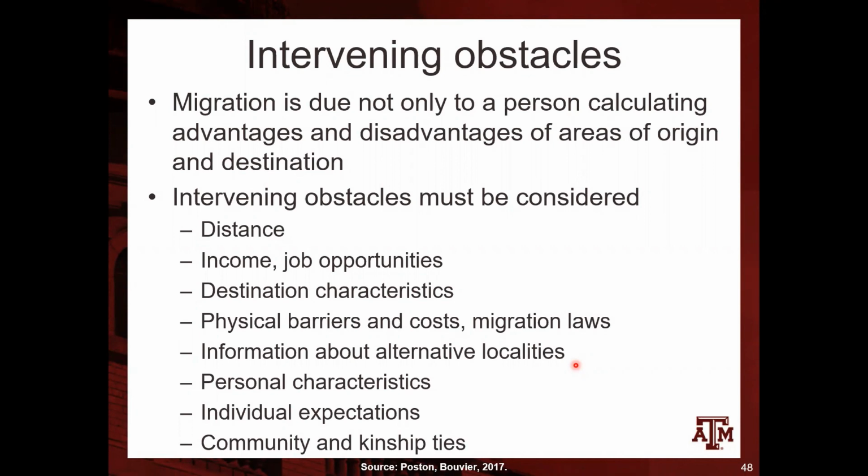Individual expectations: how do I expect to improve my life? That will make me more likely to migrate or not. So if I really think that if I move to this other area, I will have a really good job that will improve the well-being of my family, I have this great expectation, I will be more likely to migrate. Community and kinship ties, so social network. If I have family members who migrated to an area before, or if I have friends who already contacted someone there, an employer that will give me a job if I move in, I'm more likely to migrate, right? So there are a lot of different obstacles or incentives that make people more likely to migrate or not from one area to the other.